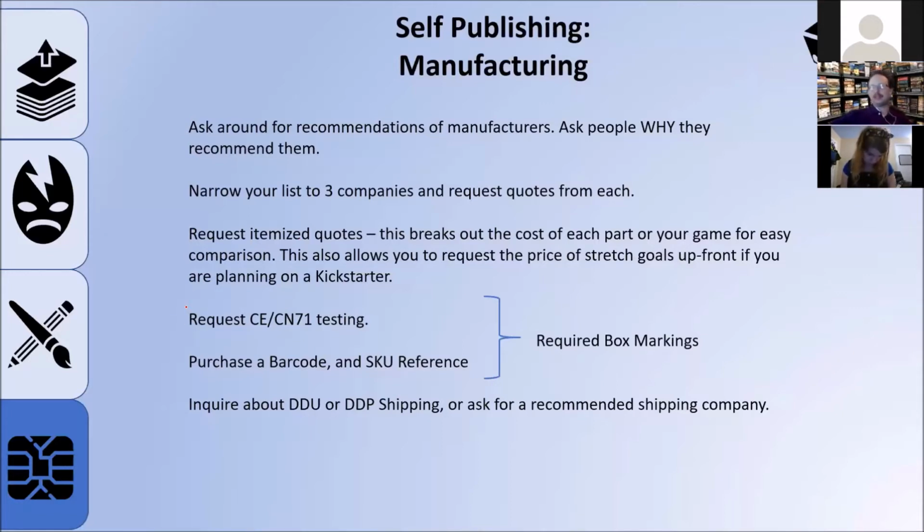Request CE or CN71 testing. We're going to get into what that is in just a few minutes here. Purchase a barcode and a SKU reference. Again, we're going to get into what that is in just a few minutes here. And inquire about DDU or DDP shipping and/or ask for a recommended shipping company. All of these last 3 points, we're going to be going into more in depth, the reason being that there's a lot of information on different things you need for manufacturing, different things you need on the box. These are the things that are often forgotten. And when they're forgotten, they can create bigger issues for you down the road.